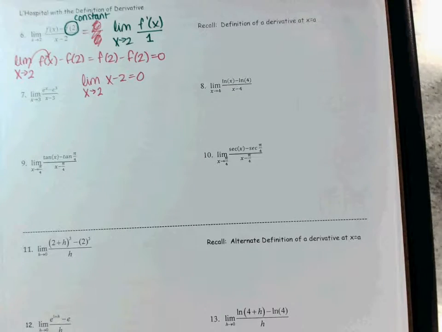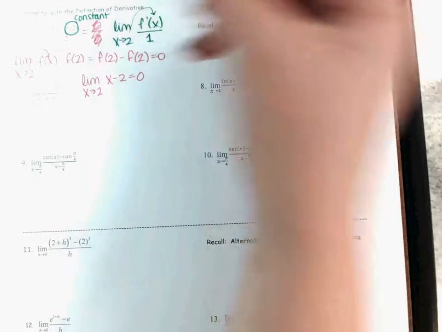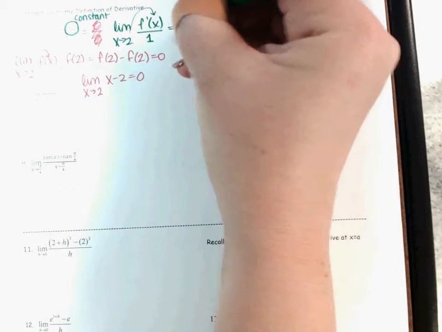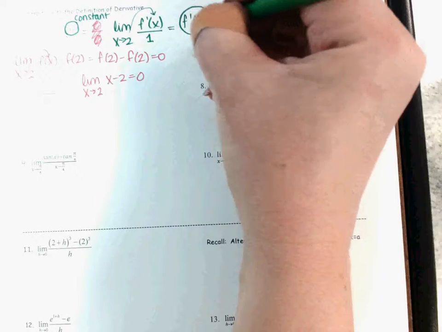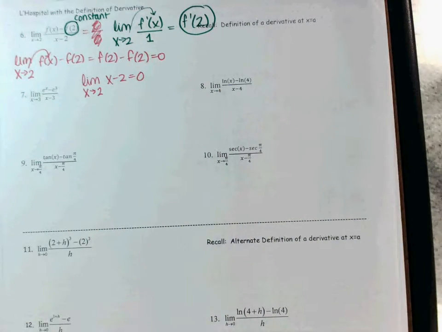Take what x is approaching, try to plug it in again. Plug in 2 up here, what do I get? F prime of 2. Now, I didn't get it over 0, right? So that means that I know that I've found the answer. Okay? Let's do a couple more, then we're going to review something.